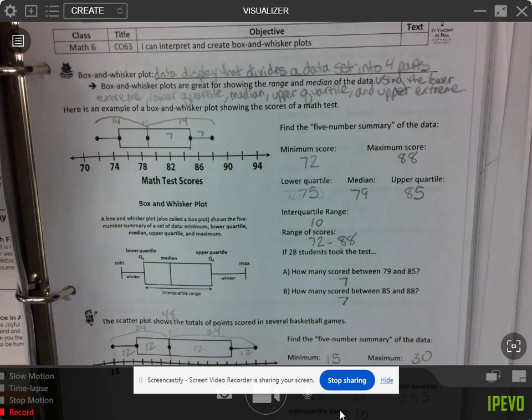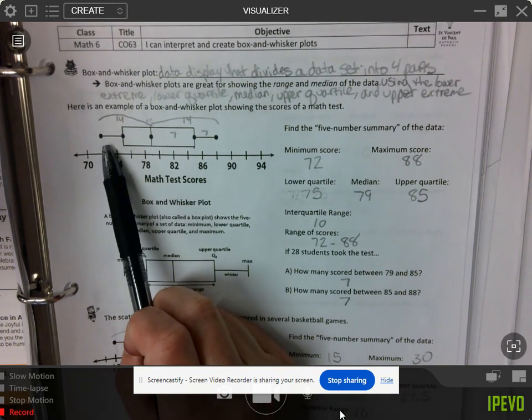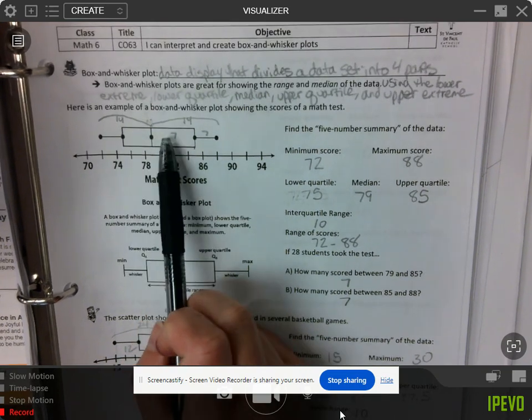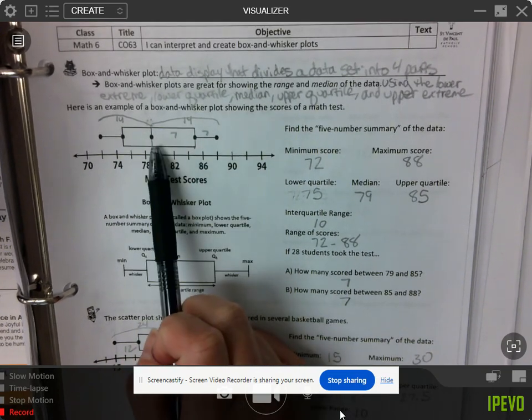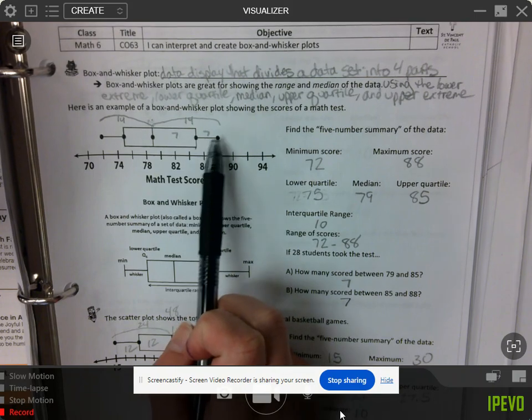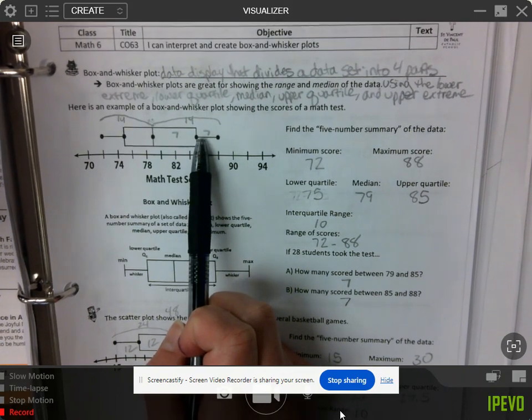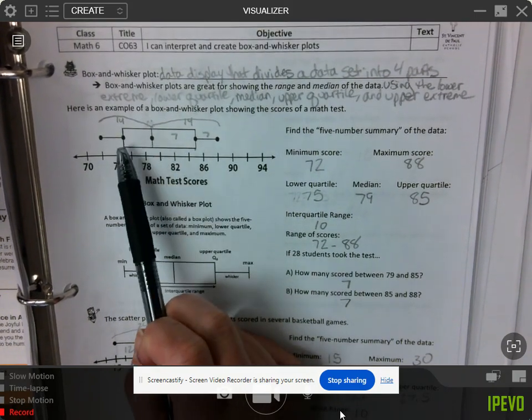Morning. Today we are correcting CO63 with the box and whisker plots. So we're going to do a quick review. Remember, our box and whisker plots have 4 equal sections. They don't look equal, but the same number of data points are going to be in each section.